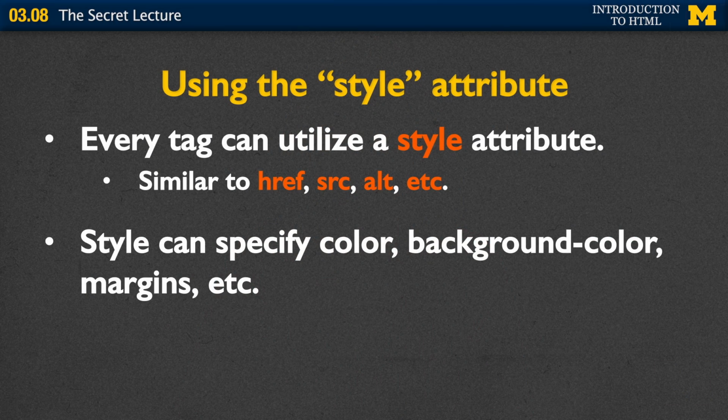So if you've used attributes before in your tags, like a href, or image source, different things along that line. The style attribute is slightly different from the others in the way that it's formatted. How the style attribute works is that it lets you specify color, background color, margins, a lot of different ideas. So I'm going to show you a few of them here so that you can go back into your HTML file and make it look a little bit pretty.